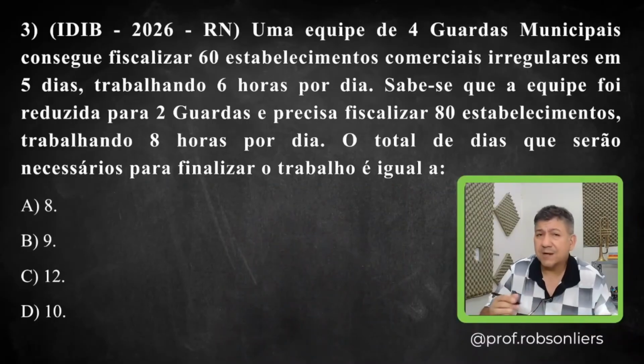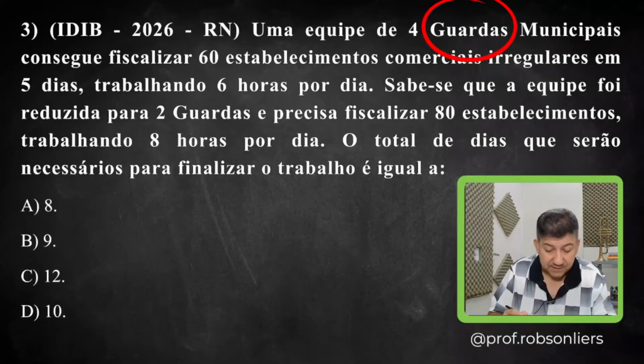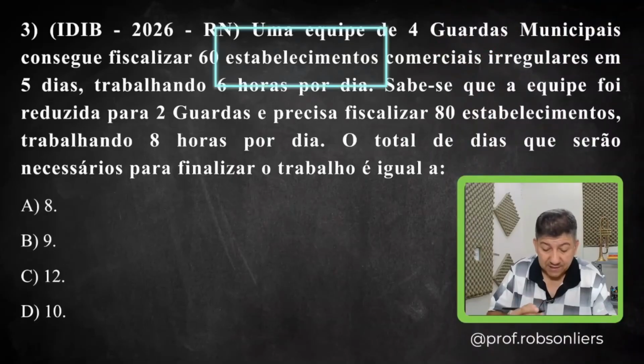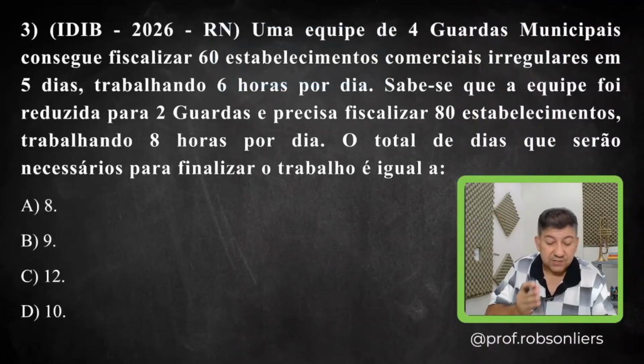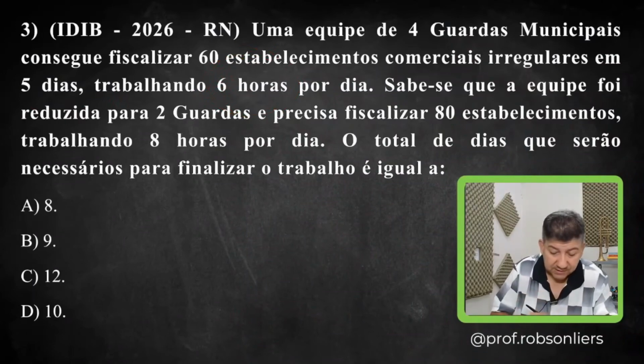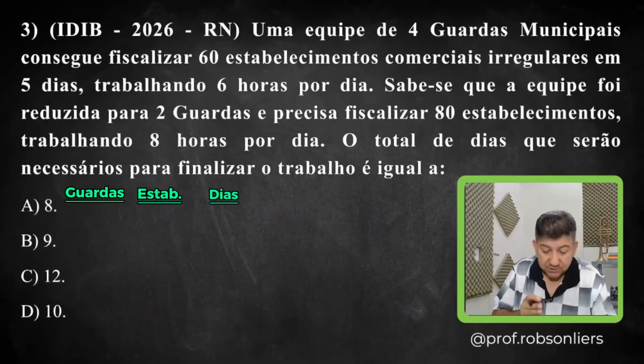I always like to organize the quantities, you know. In this problem, we have 4 quantities. The number of municipal guards, the number of inspected establishments, the number of days, and the number of hours worked per day. All right? So, let's put it here. The number of municipal guards, the number of establishments, the number of days, and the number of hours per day. Let's organize our table here.